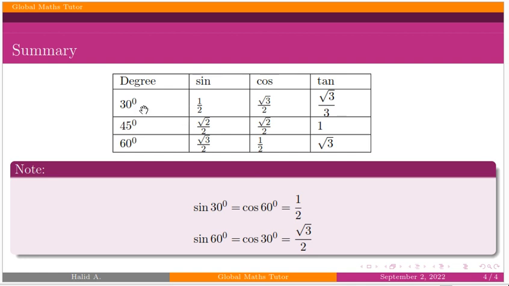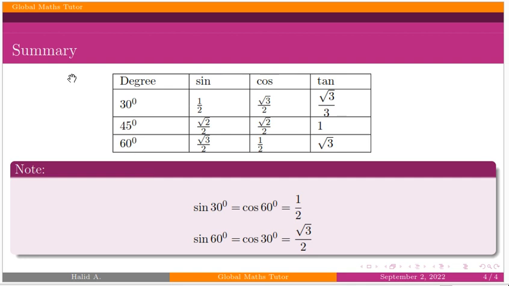Note that the sine value of 30 degrees is the same as the cos value of 60 degrees, and the sine value of 60 degrees is the same as the cos value of 30 degrees. You should remember that. Thank you for listening.